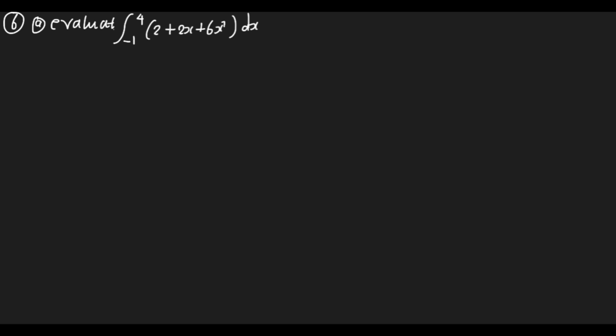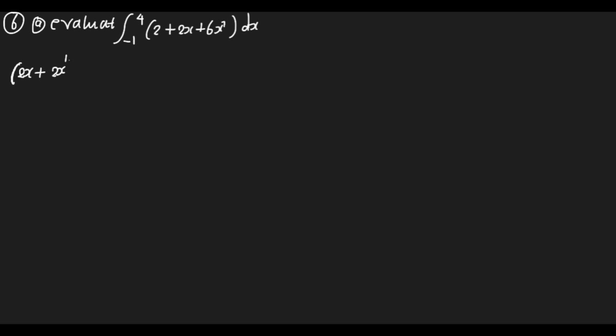Okay, so now we move on to the last question for this video. 6a, evaluate. We are finding the definite integral since we have been given the limits. Let's first begin by integrating. Integrating is the reverse of differentiation. So 2 becomes 2x plus c.